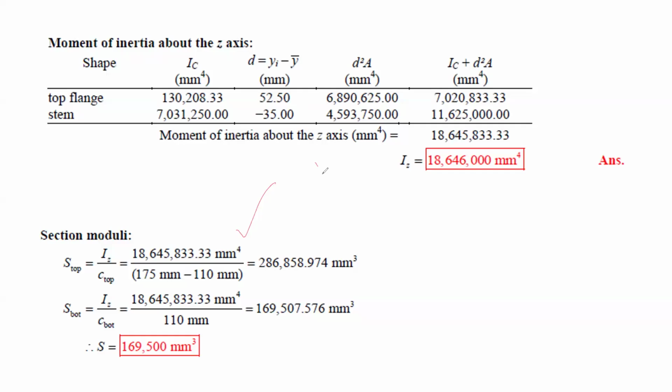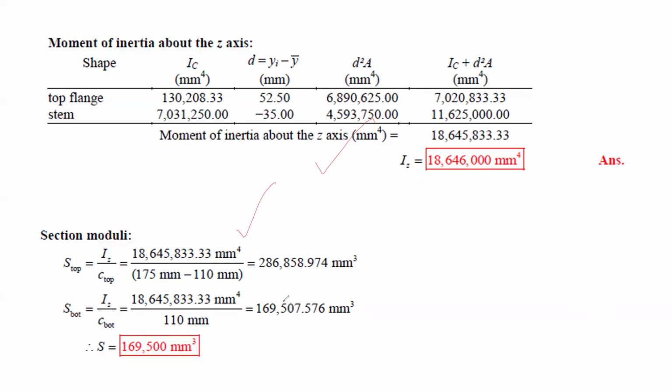Are we fine, students, with these two calculations? Any question related to these calculations? Professor, can you repeat again? Why did we choose the smallest S?